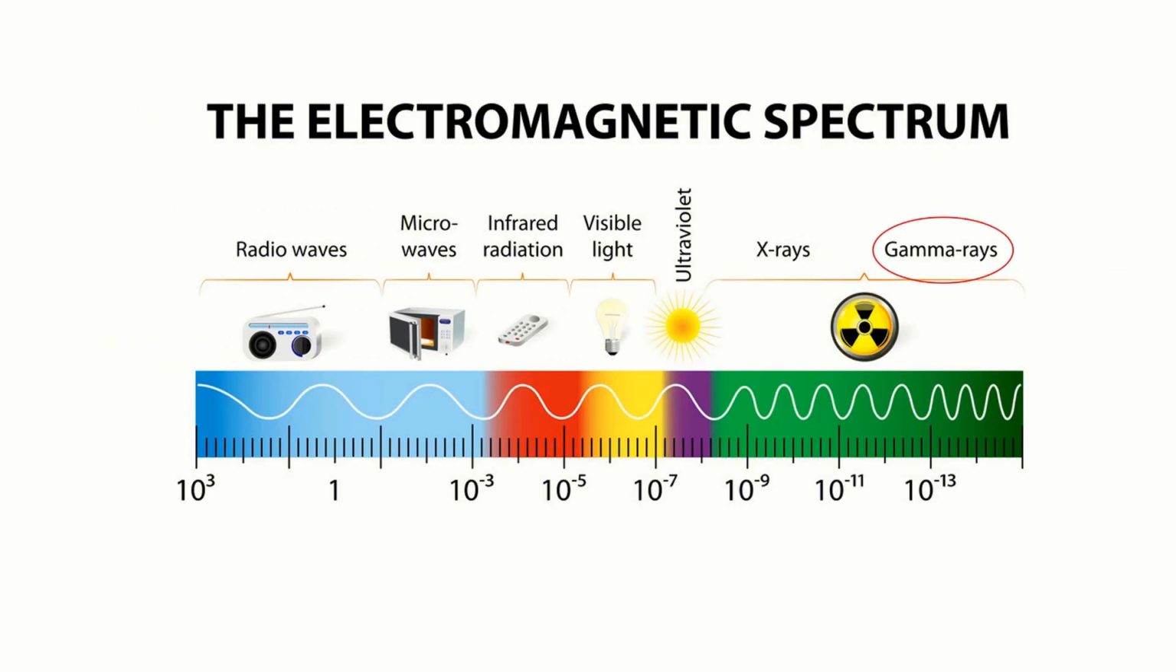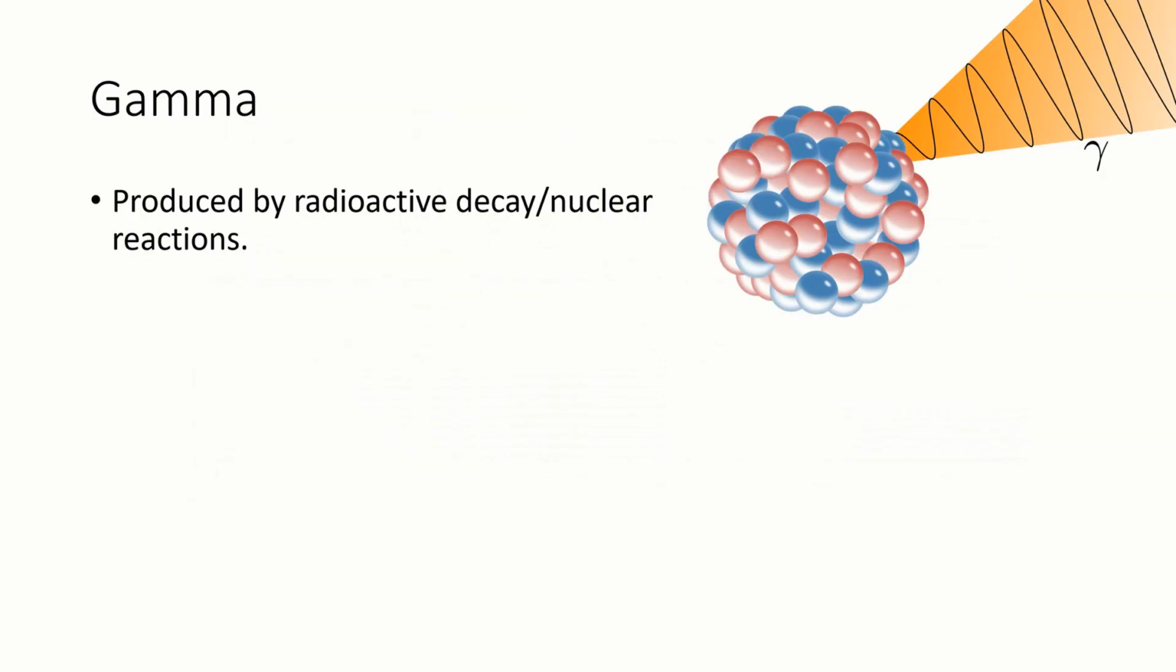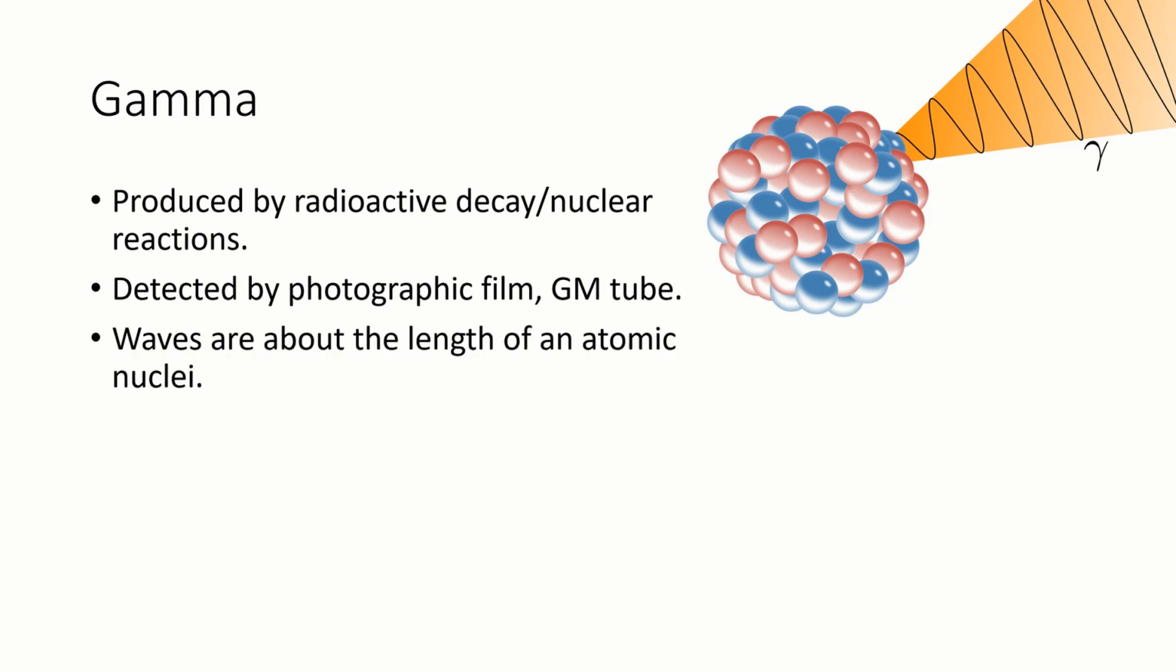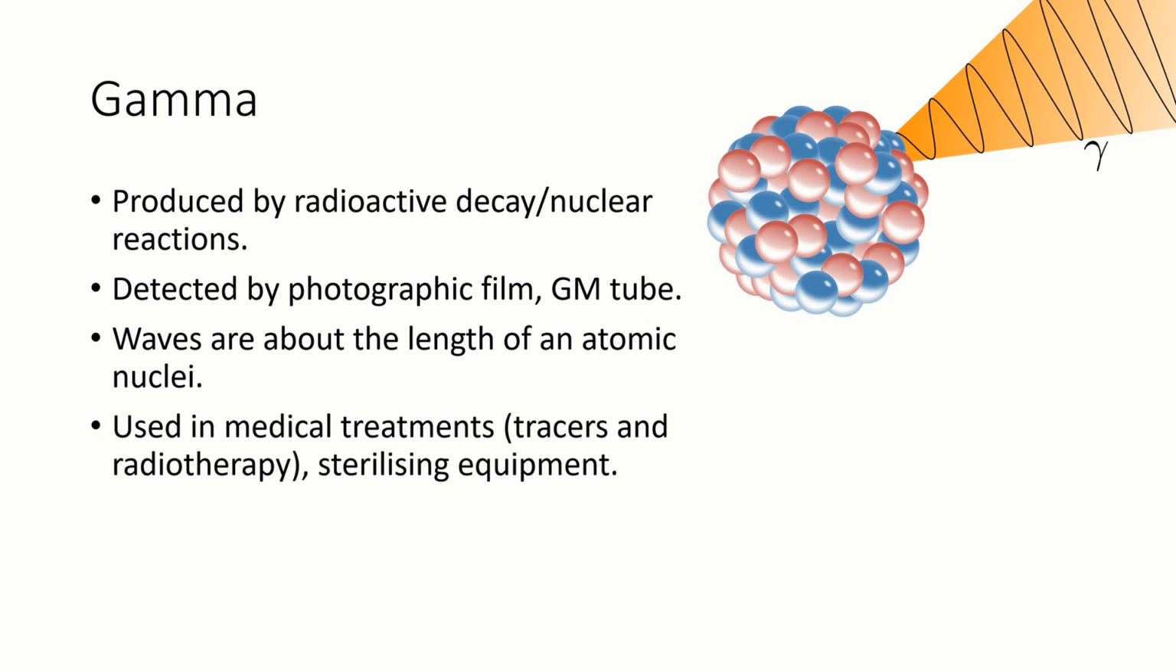And lastly, gamma rays. Gamma rays are produced by radioactive decay or nuclear reactions. They can be detected by a photographic film, but more commonly detected using a Geiger-Müller tube. The waves are the smallest of the EM radiations, about the length of an atomic nuclei. And gamma is used in medical treatments, such as radioactive tracers and radiotherapy for cancer treatment.